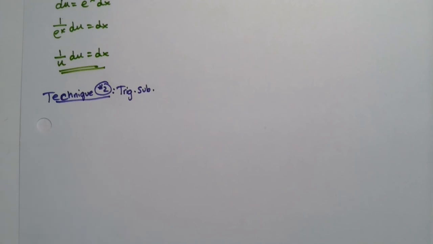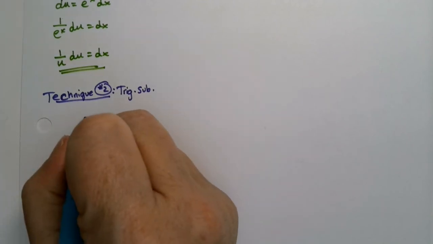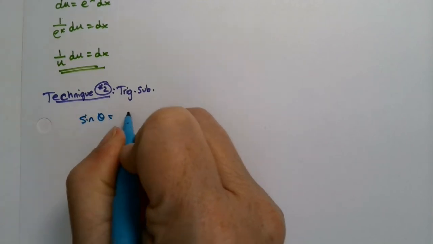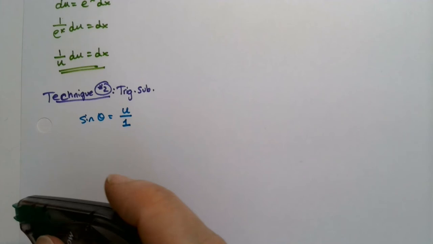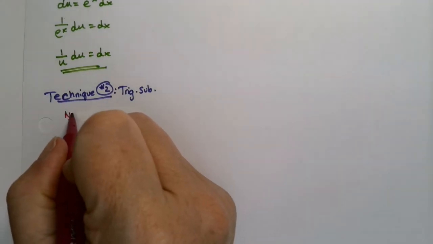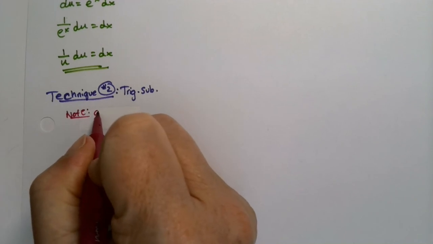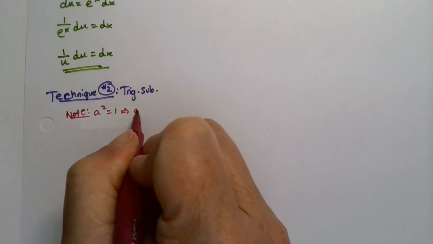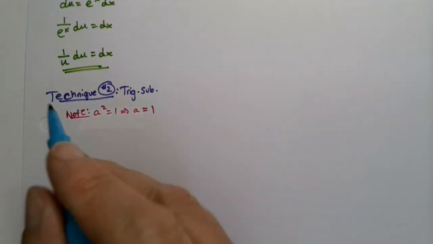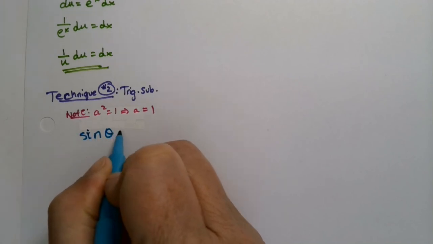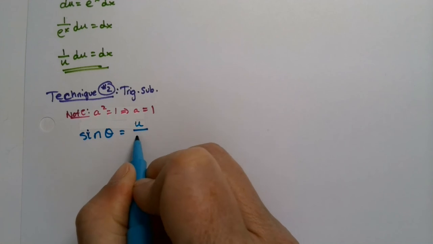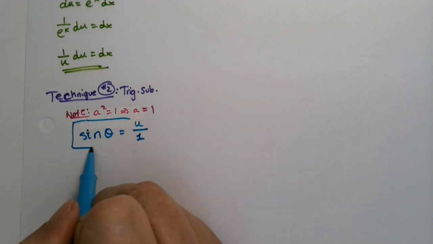Okay, and the trig substitution we are going to make is that the sine of theta is equal to u over 1. You'll notice that a is 1, right? So a squared here, I'll just make a little note before I even write that. We'll note that a squared is equal to 1, so that means that a is equal to 1, and so that means that our trig substitution is that the sine of theta is equal to u over 1. There's our trig substitution.